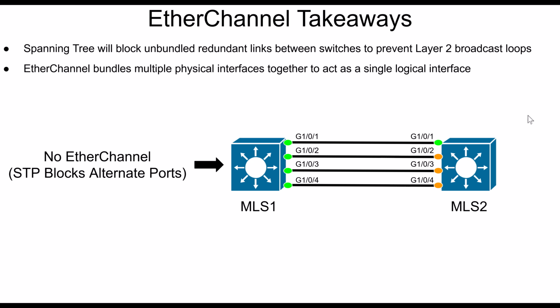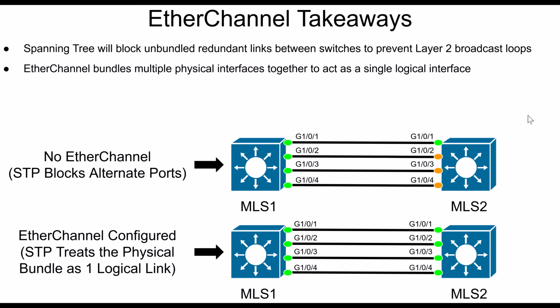EtherChannel bundles multiple physical interfaces together to act as a single logical interface. So with EtherChannel configured on the bottom, spanning tree treats the physical bundle as one logical link. Therefore, all the interfaces get used, because spanning tree allows it, because it thinks that all these 4 links are just one logical link.